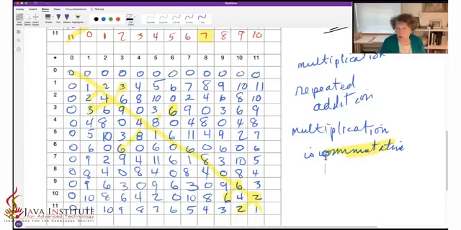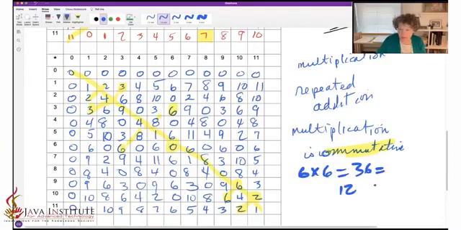Okay, 6 times 6 is 36. Where's that? 6 times 6 is 36. Why do we put a 0 there? Well, because if we have a clock and we go 12 hours, we've got 12, 12, 12, and so we're back to 0. So that's how we get that.